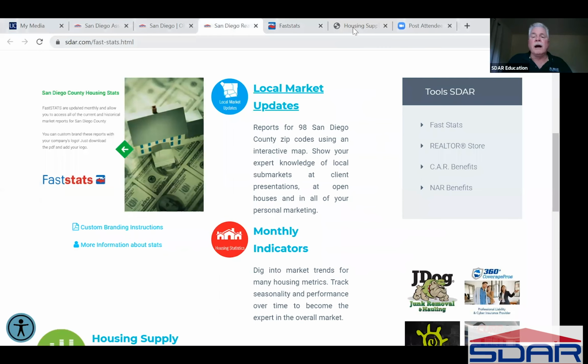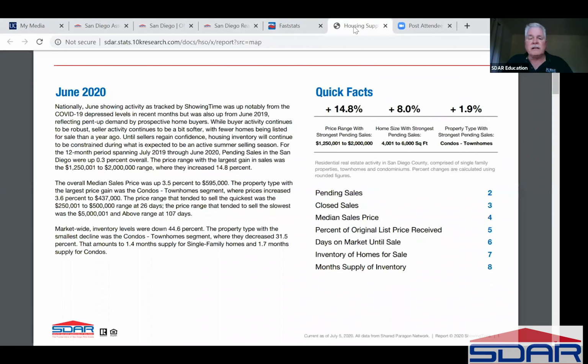Good question. So back to my housing supply overview, the home sizes, if that's going to be important to you, with the strongest pending sales are 4,000 to 6,000 square feet, right? So that's kind of interesting. The property type with the strongest pending sales are condos and townhomes. Like I said, that has to be strong because it tends to be more entry-level housing. It tends to be the lower price range that is building. So, and that's good for us. We need to have that happen.